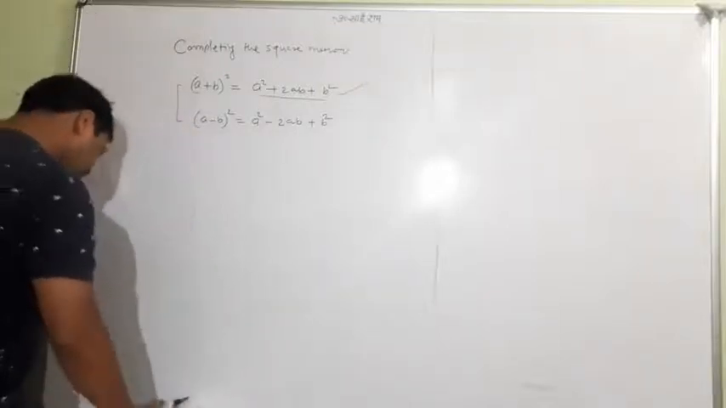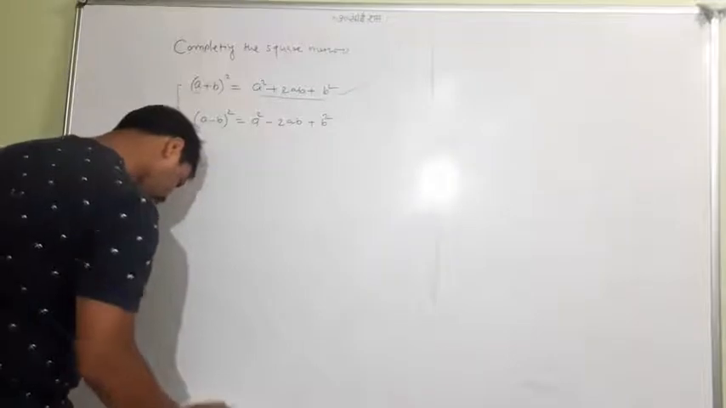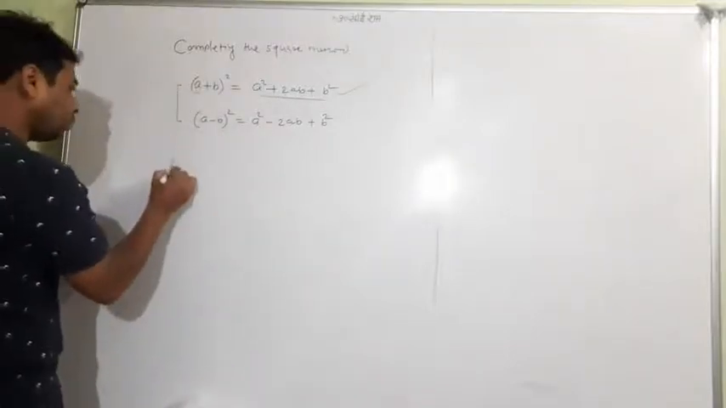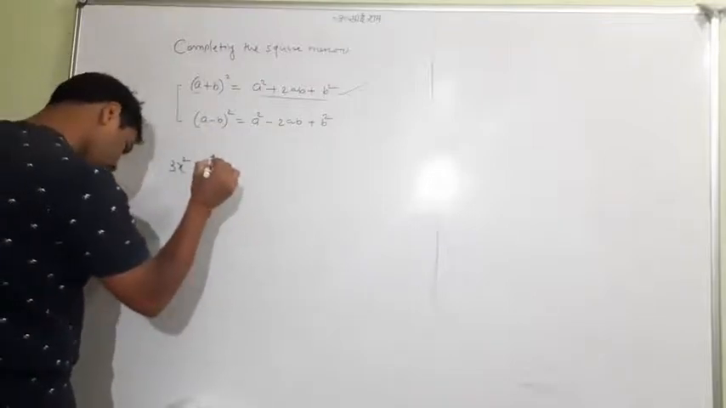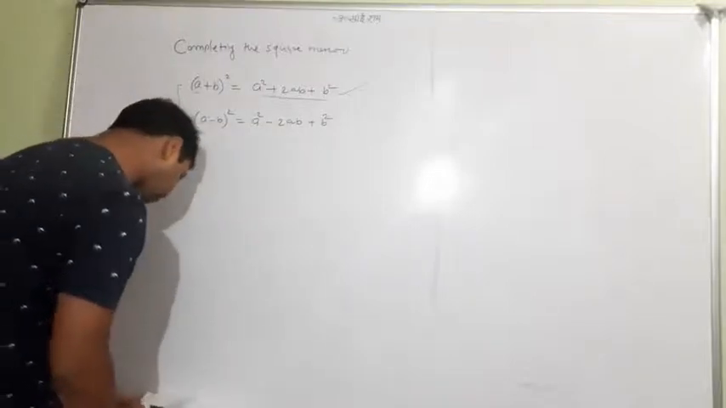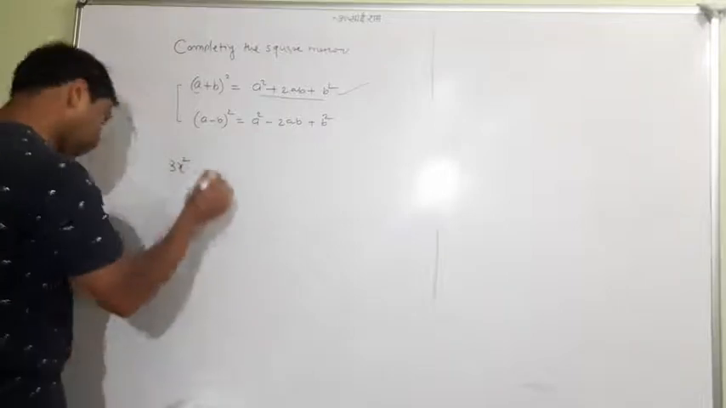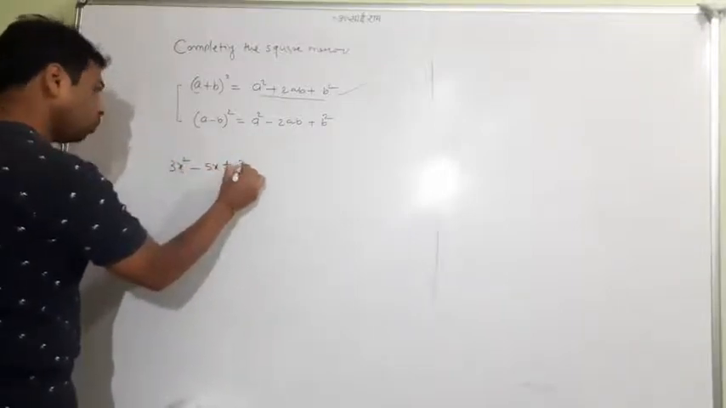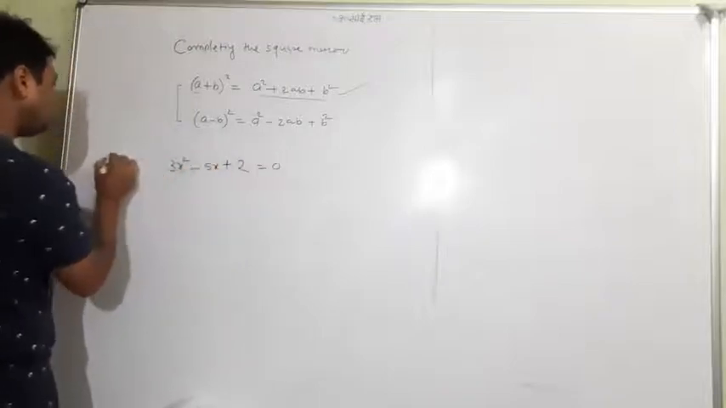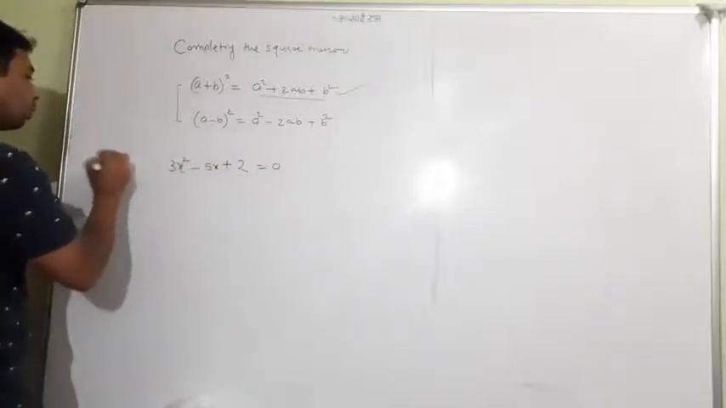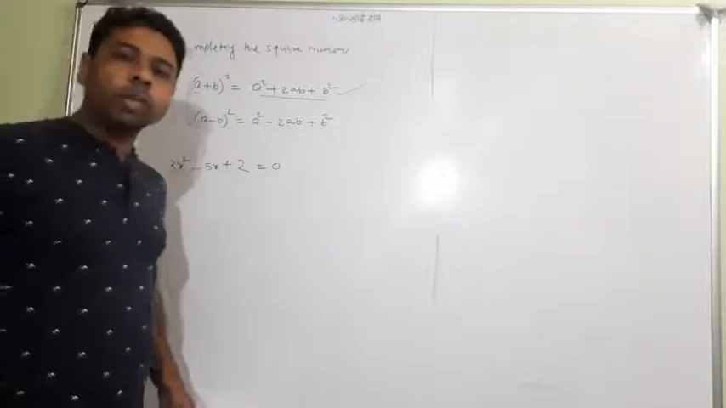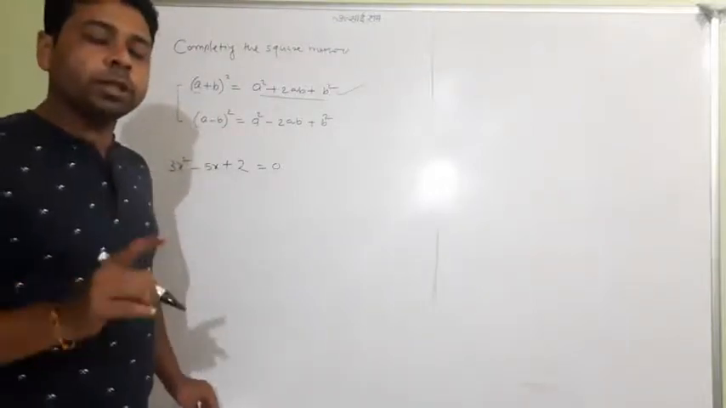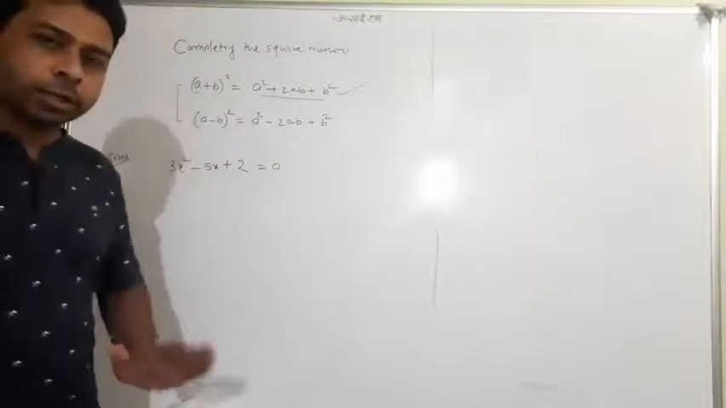Suppose the question comes to you: 3x square minus 5x plus 2 is equal to 0, and you are told to solve the equation. So one new thing I am going to tell you in this question, a very important thing, so just listen to it carefully.